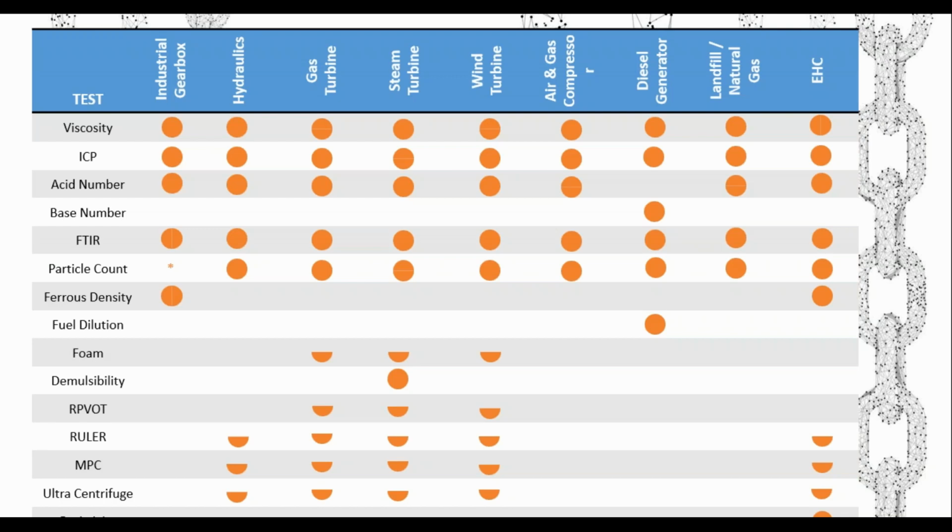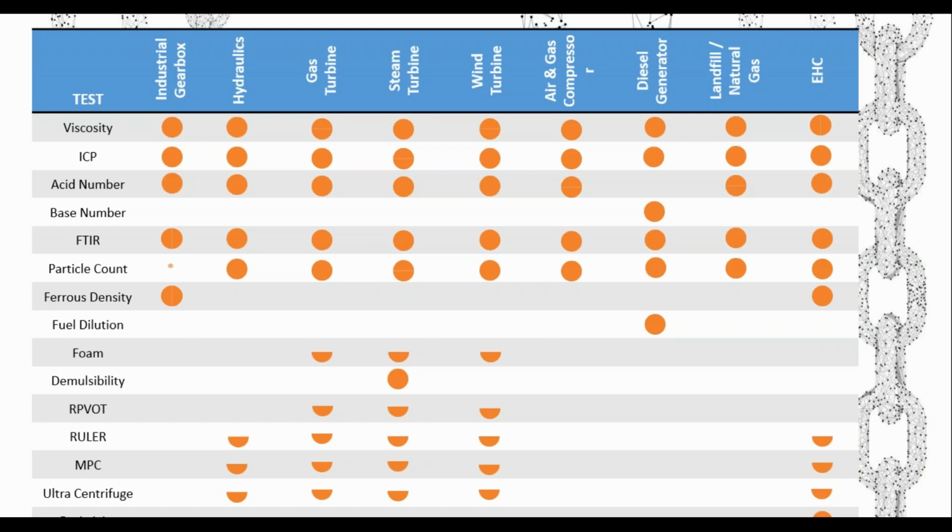So if we look at the industrial gearbox, you'll notice that particle count does not have a circle indicating that it should be routine, but it does have a little asterisk in there. One of the interesting points is that if you have an industrial gearbox that does not have any sort of filtration on it, there's not necessarily a point to running your particle count if you're not going to do anything to remove those particles from the system.